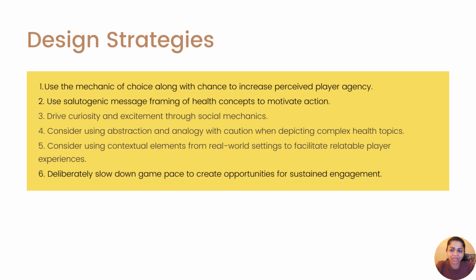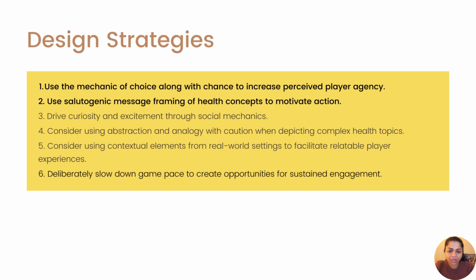Based on our study findings, we suggest 6 design strategies for playful engagement with gut health. Use the mechanic of choice along with chance to increase perceived player agency. The game uses choice and chance mechanics to balance the level of agency and randomness generated by the game, thus allowing the player to feel relatively in control over the game outcome. Use salutogenic framing of health concepts to motivate action. Using prescriptive language and message framing in the game, by highlighting health-promoting aspects over disease-causing aspects, led players to self-report feelings of motivation and readiness to take positive action.